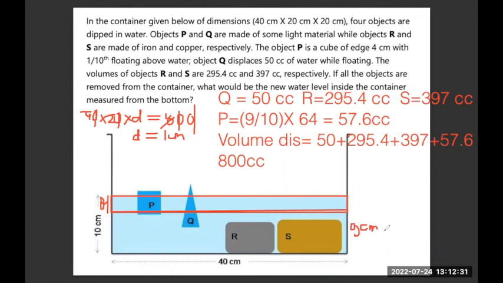Because you have to find the new water level inside the container when all the objects are removed. It's written, no? If all the objects are removed from the container, what would be the new water level inside the container? Yes, the D which you have written is the water which is displaced. That's what I said, that when the water is displaced, this much volume will reduce. You have to find 40 by 20 by D is the displaced volume, which is 800, which we found here. So D you got as 1 centimeter from that. If D is 1 centimeter, the new water level will be 9 centimeters. 10 minus 1, 9.